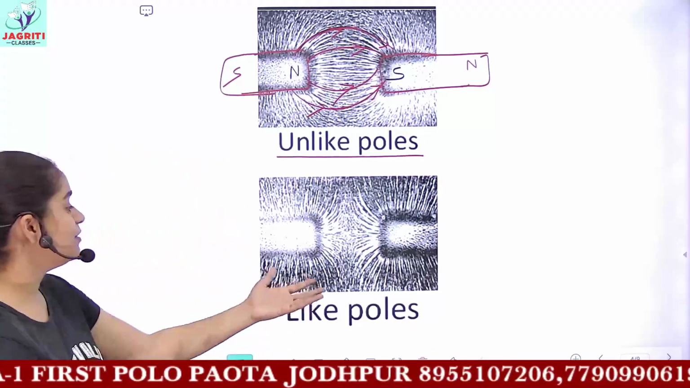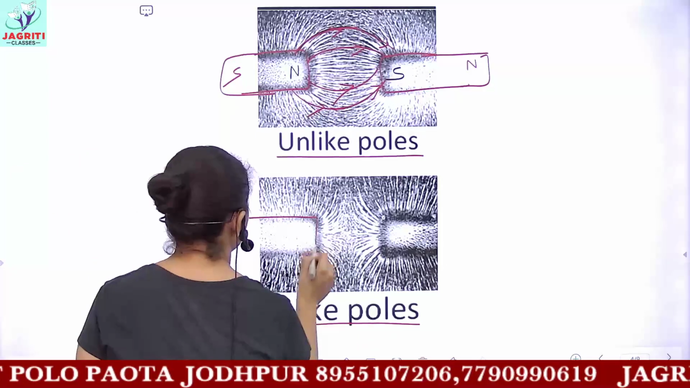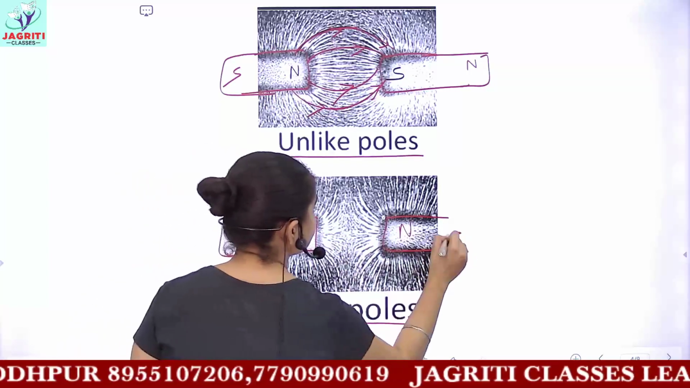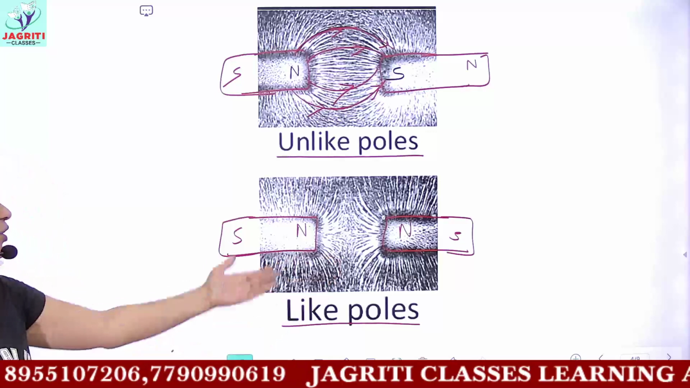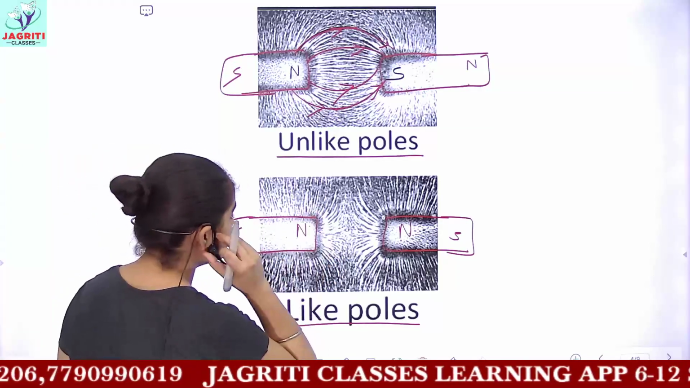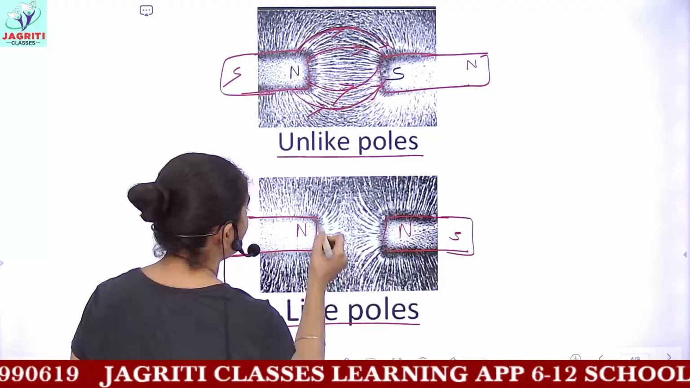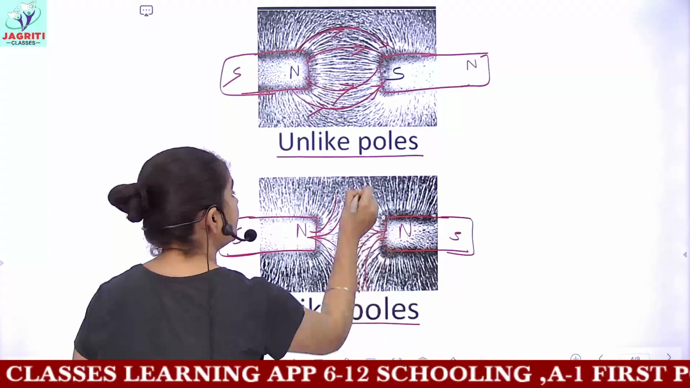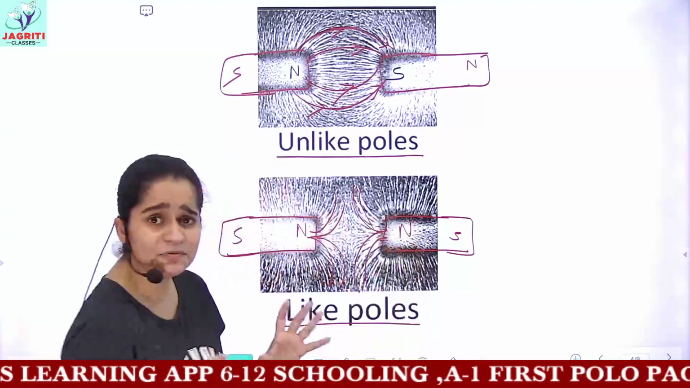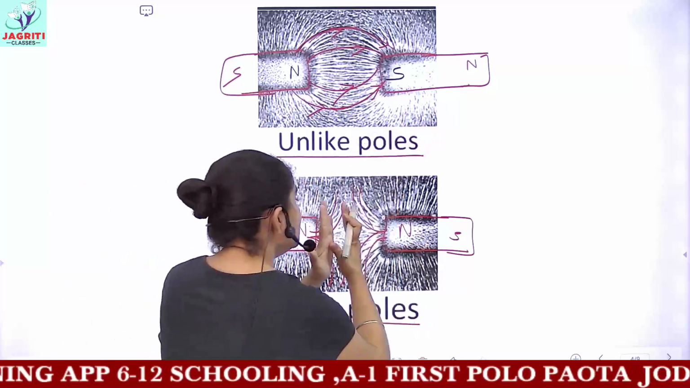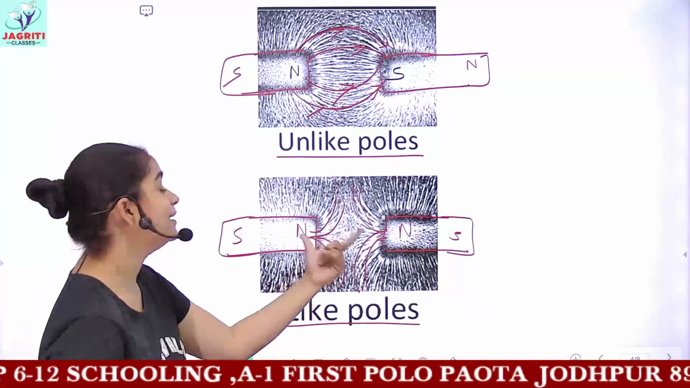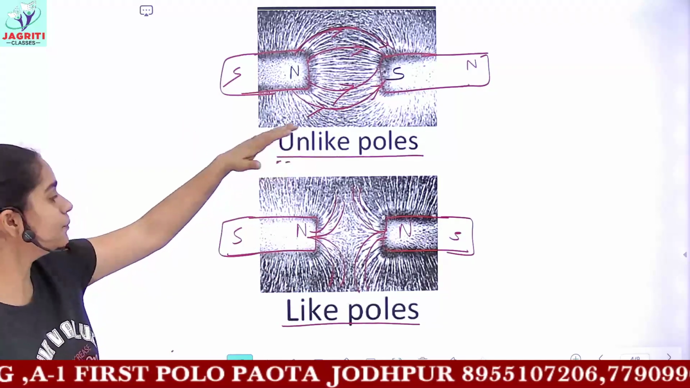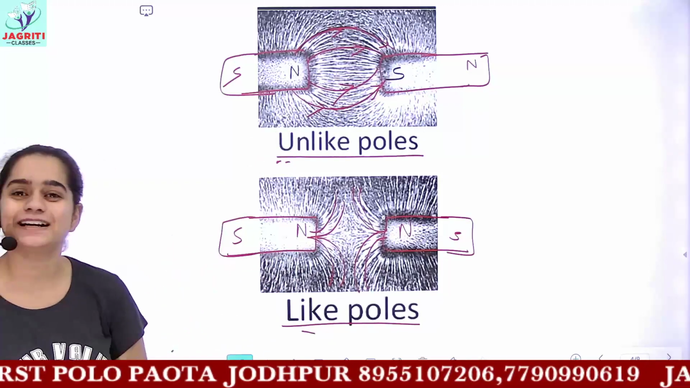But when we are taking like poles, let's suppose you have these two magnets and here you are having north and north pole. So when we are taking like or similar poles, the direction of magnetic field lines would be what? They would be moving away from this north, and here also they would be moving away. Because both the magnetic field lines are moving away from north, the magnets are going far behind, or they repel each other. So these are the two kinds of arrangements which you will get in unlike poles and like poles, in two different kinds of situations.